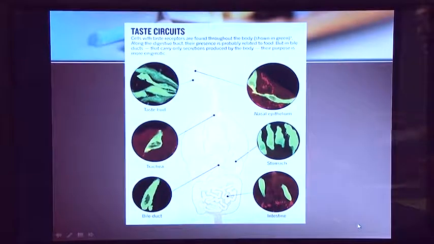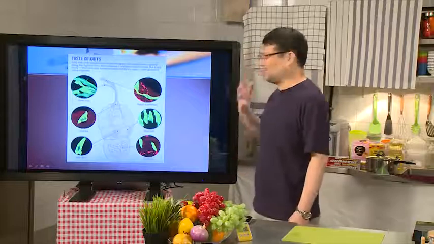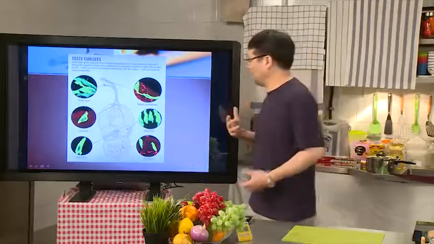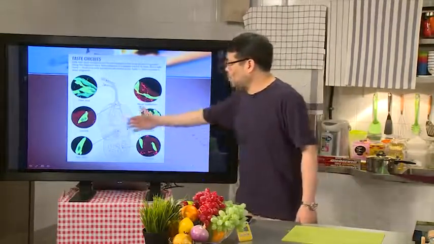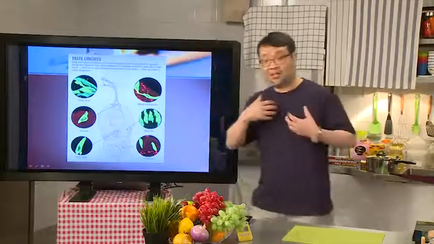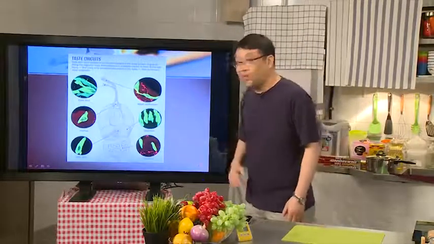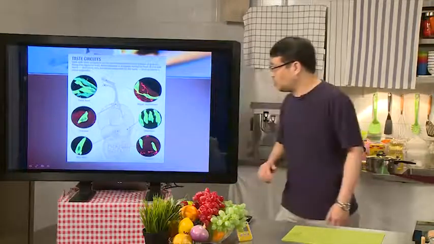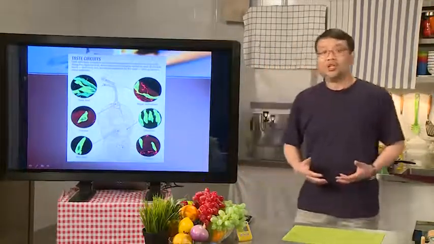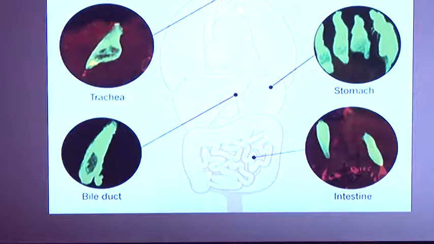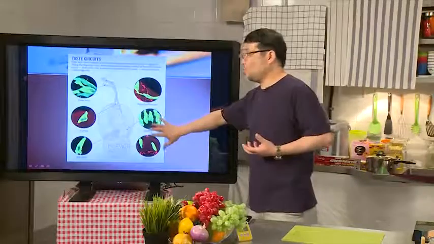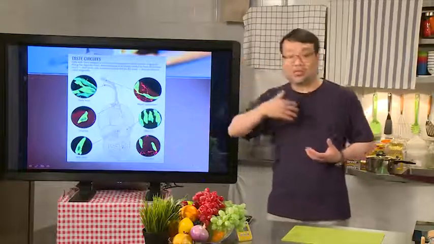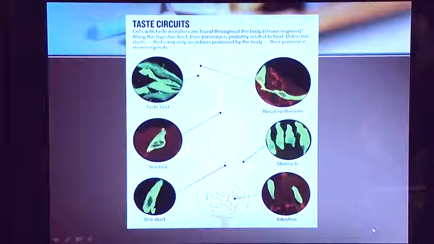We see that it's present in the nasal epithelial cells, somehow in your nasal cavity. So why are they there? We have this receptor in the trachea near the lung, and we have it in the stomach, in the bile duct, and in the intestine. So basically, these receptors are not just there for us to perceive taste. They probably have additional functions elsewhere along the intestinal tract that allow them to monitor the presence of glucose somewhere in the body.